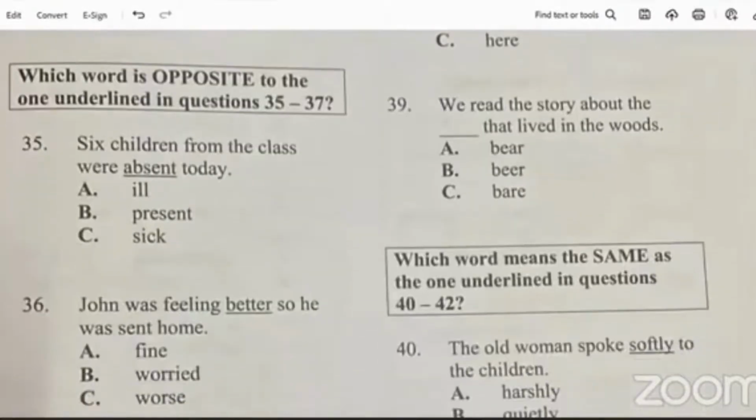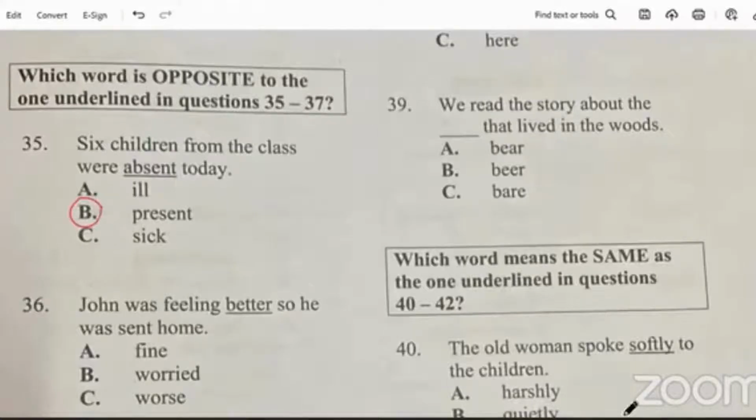All right, so which word is opposite to the one underlined in questions 35 to 37? Opposite. Notice that word is in all caps, capital letters. So 6 children from the class were absent today. What's the opposite of absent? Is it ill, present, or sick? The opposite of absent is present.